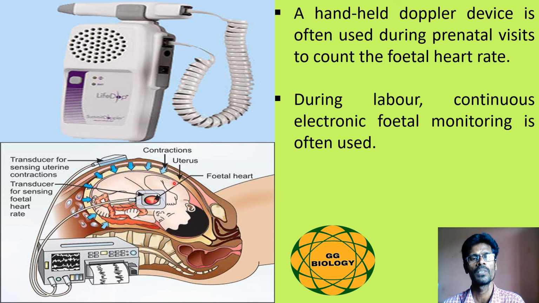As shown in this picture, the fetus is connected to the electronic fetal monitoring device, where this device has two transducers. The first transducer is used to detect the uterine contractions, and the second transducer is used to detect the fetal heart rate. So by this also we can detect the heart rate of the fetus.